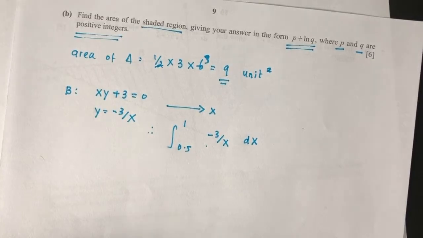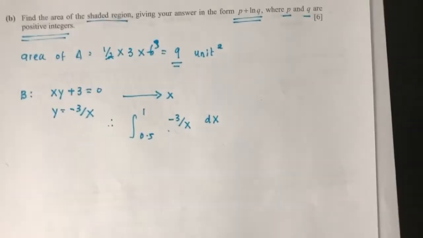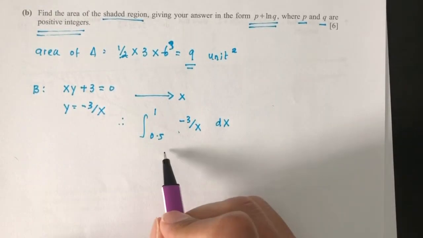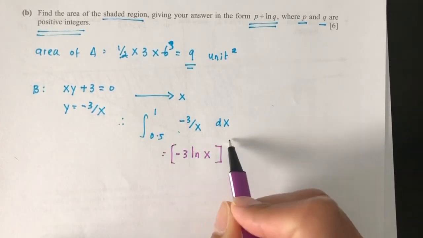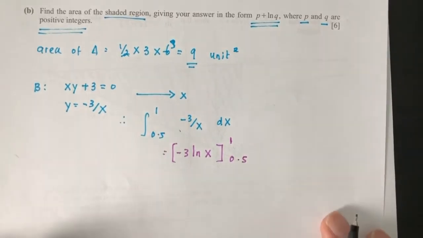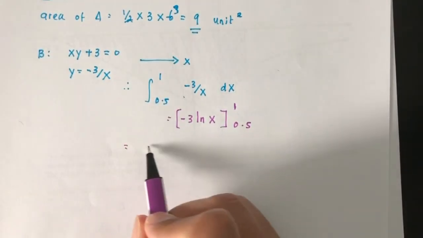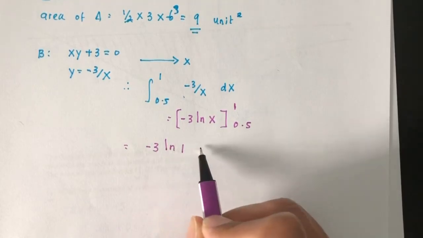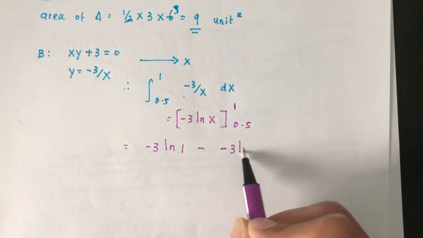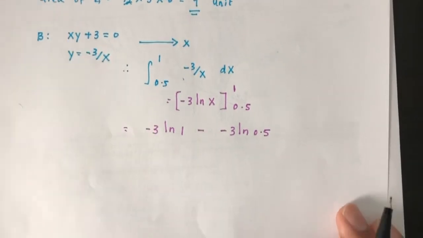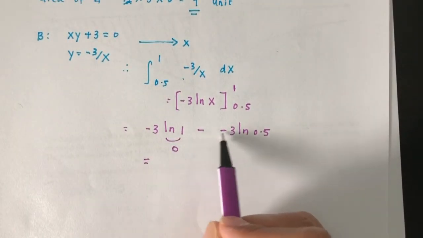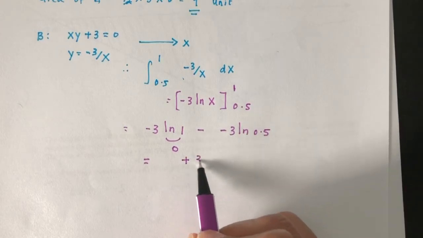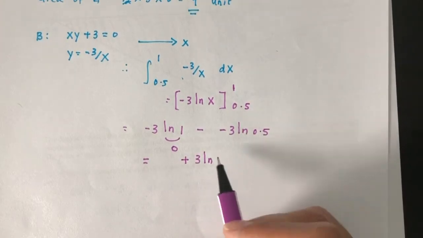So let's see what value we have for this one. I hope you know how to do this. That will become minus 3 ln x with limits of 1 and 0.5. Now if you solve this, you will have minus 3 ln 1 minus minus 3 ln 0.5. ln 1 is equal to 0, so this becomes 0. So minus becomes plus 3 ln, what is 0.5? It is half.